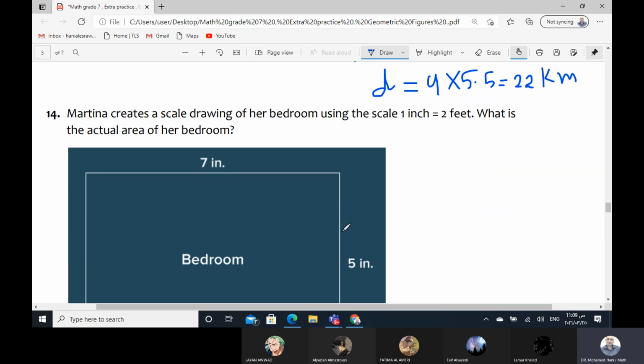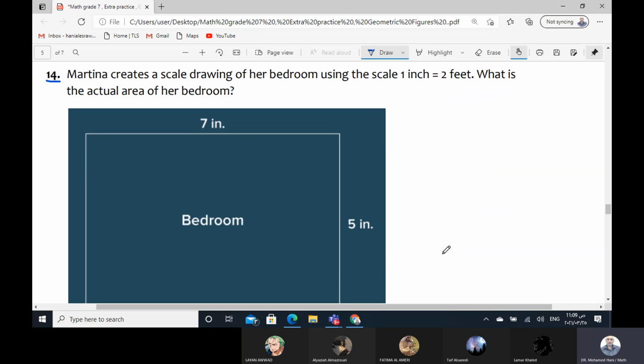We have number 14. Who can read exercise number 14? Yes? Martina creates a scale drawing of her bedroom using the scale 1 inch equals 2 feet. What is the actual area of the bedroom? Great. Now here we have a photo, like a map. And we want to know what is the actual area.